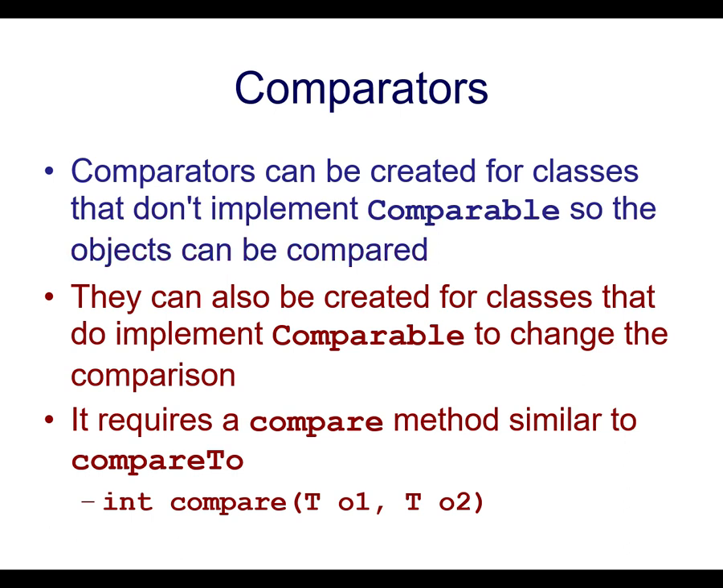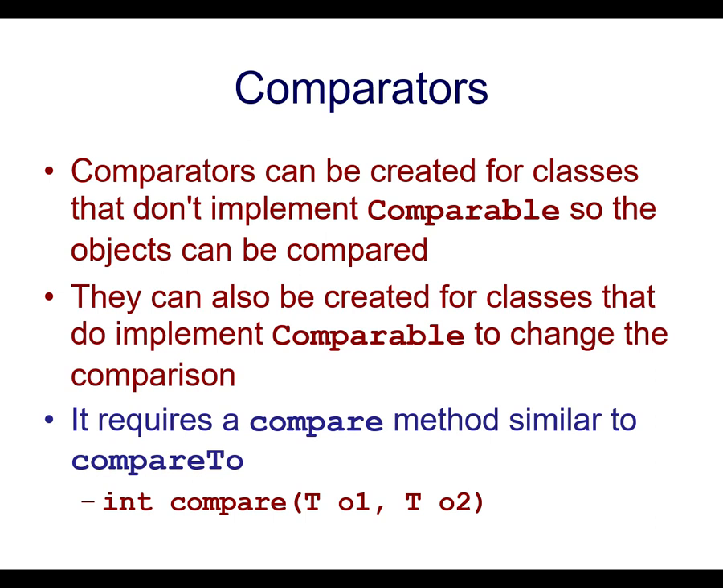Let's begin with an explanation of the purpose of a comparator. One instance in which it is useful to create a comparator is for classes that don't implement comparable. By creating a comparator, objects of such classes can be compared. A second instance in which it is also useful is for classes that do implement comparable. In that case, creating a comparator makes it possible to perform the comparison in a different fashion.